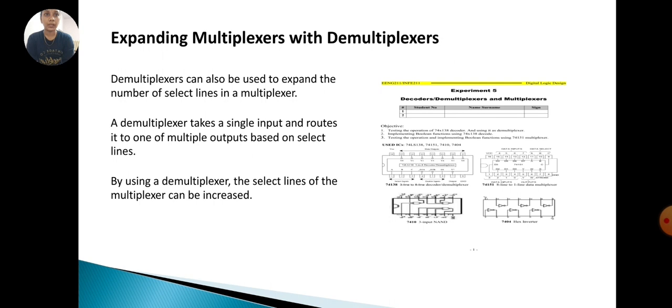Expanding multiplexers with demultiplexers. A demultiplexer can also be used to expand the number of select lines in a multiplexer. A demultiplexer takes a single input and routes it to one of multiple outputs based on select lines. By using a demultiplexer, the select lines of the multiplexer can be increased.